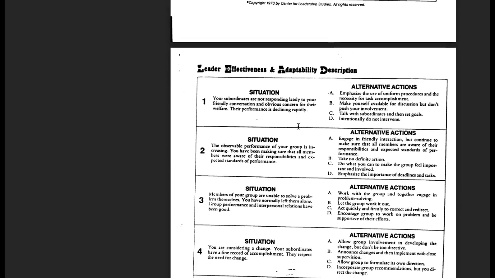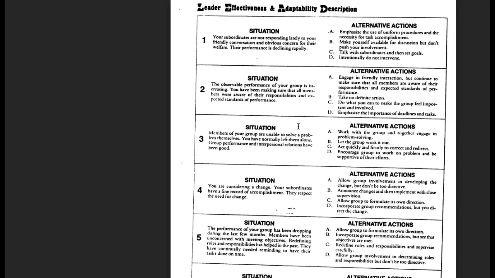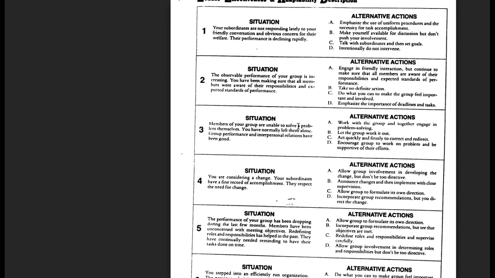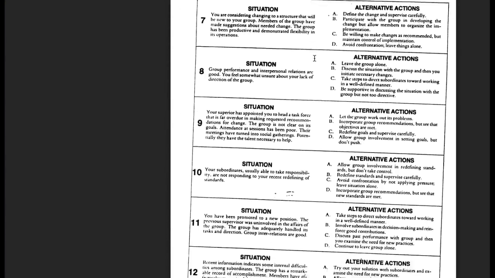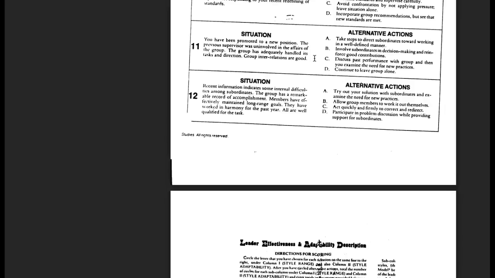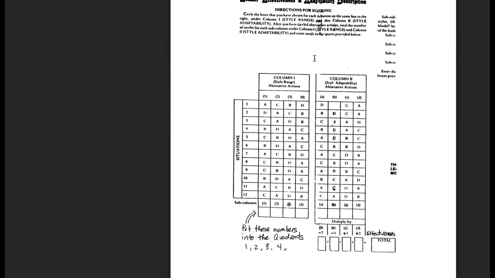So what you're going to do, you click on this. I would recommend you download it, and then you'll see there's 12 questions. You read the situation and select the action that you would do. Don't try to pick what you think is the right answer. Pick what you would typically do behaviorally. And you can see there's 12. Okay, so then you can print this out.